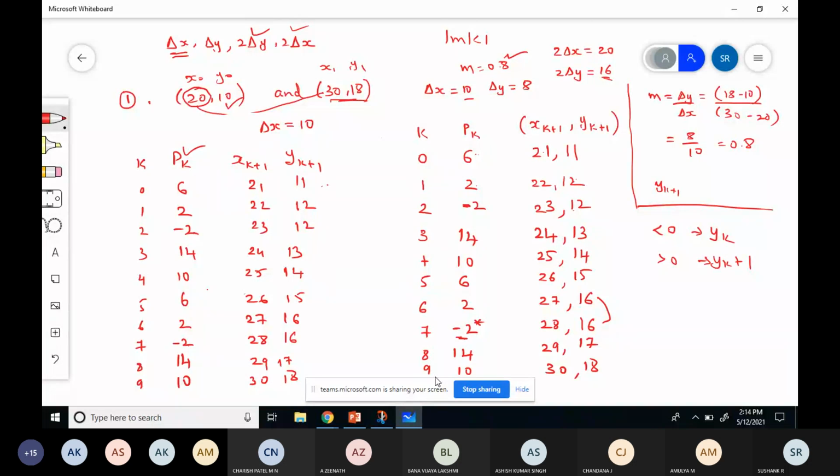But as per the algorithm, you should calculate those points, especially pk. If you calculate that pk correctly, you can easily find the x of k plus 1. It is a decision factor; it will decide whether it is 12 or 11, whether it is 13 or 14, like that. So that's all. So that is one way to remember this.